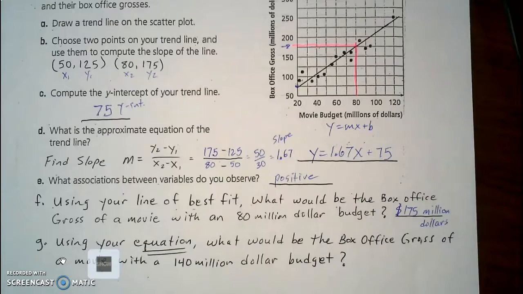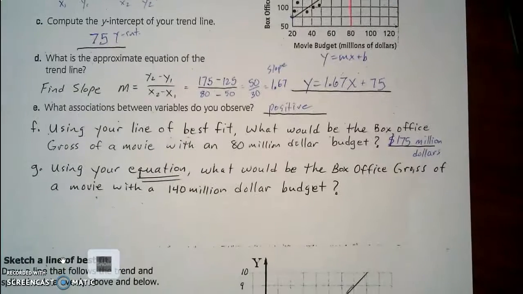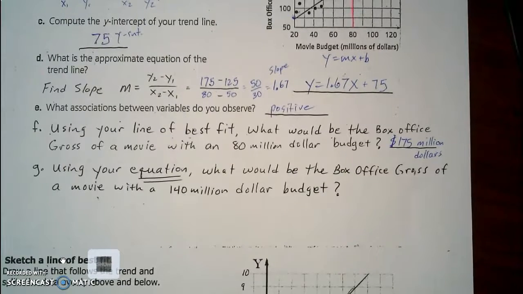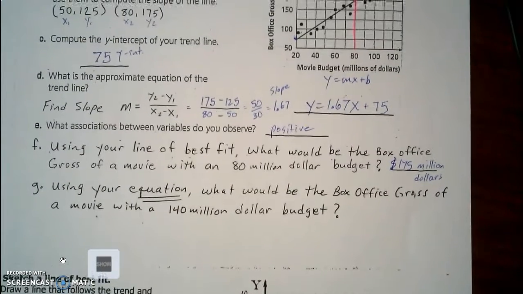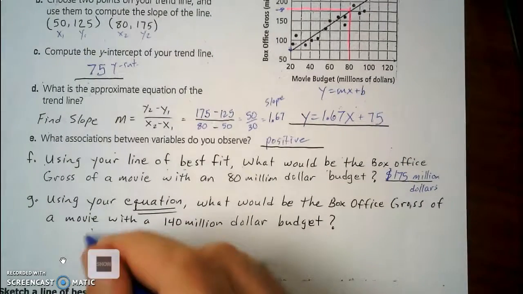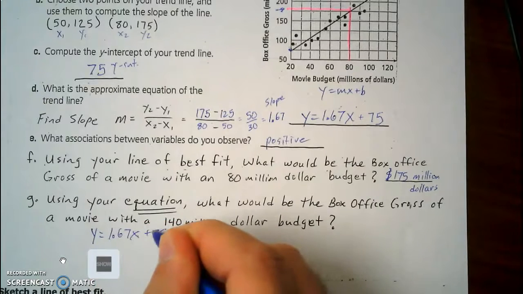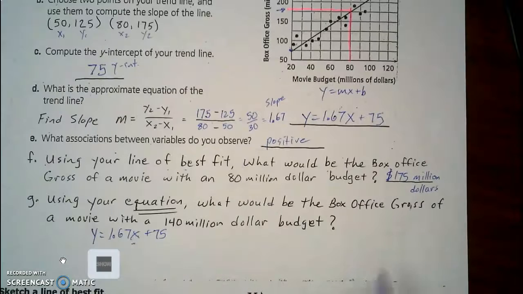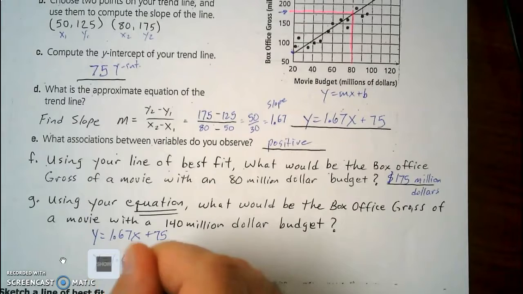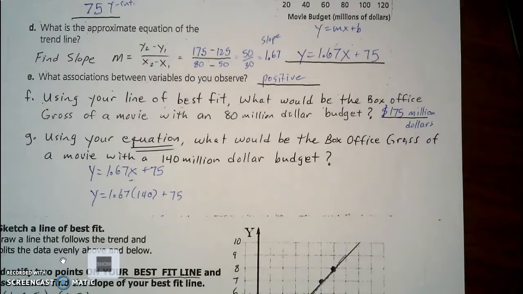So that was a prediction we made using our line of best fit. Now notice, using your equation, what would be the box office gross of a movie with a $140 million budget? See, the graph stops at 120. So what I'll do is I'll bring my equation down, 1.67x plus 75, and I'm going to replace x with 140. So here's how I show the work. 1.67 times 140 plus 75. I basically just wrote the equation, but I took out x and put in 140.